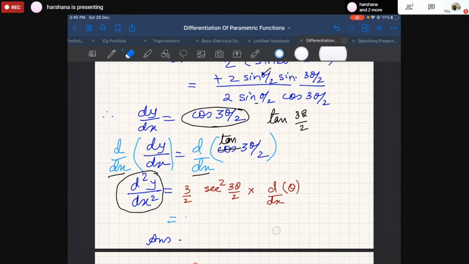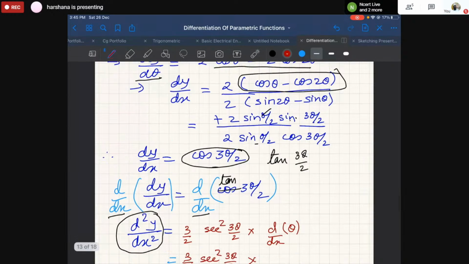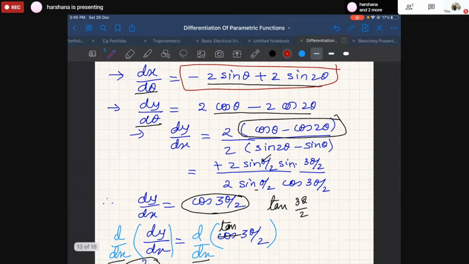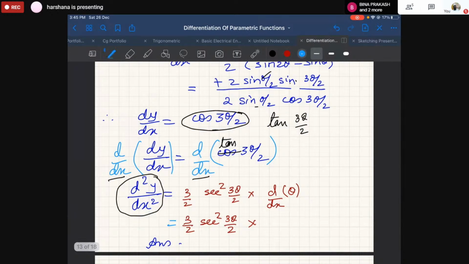We have this as 3 on 2, 6 square theta on 2, multiplied by dx on d theta, it is this fact. We have 2 times, it will be in the reciprocal. So let me write that. It's 2 times sin 2 theta minus sin theta.